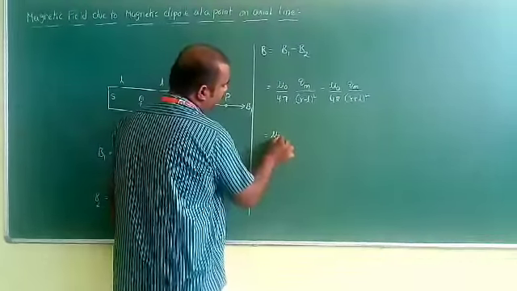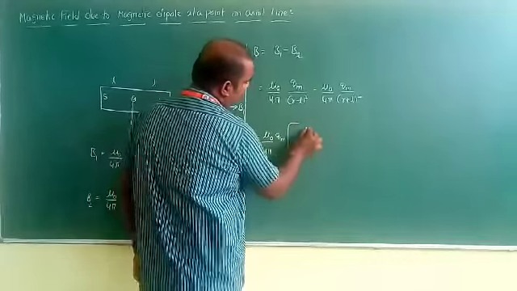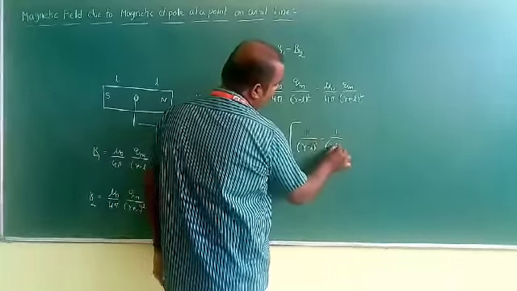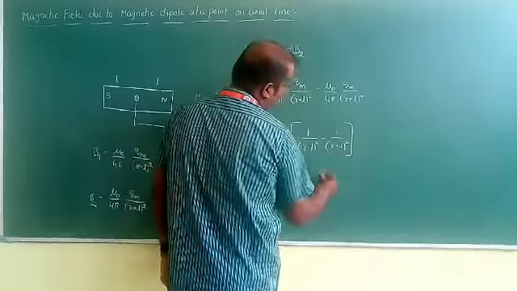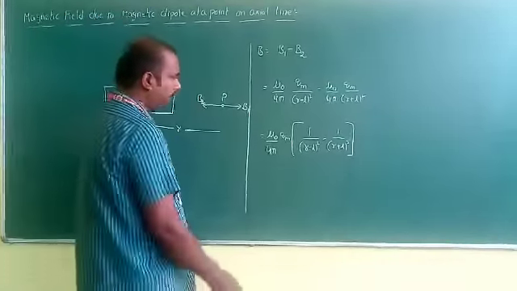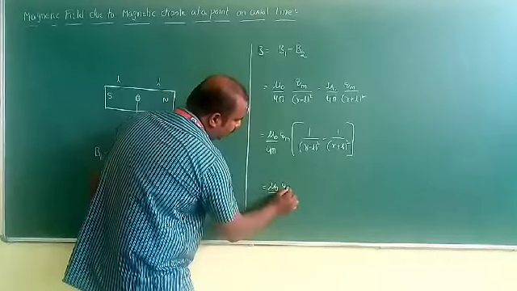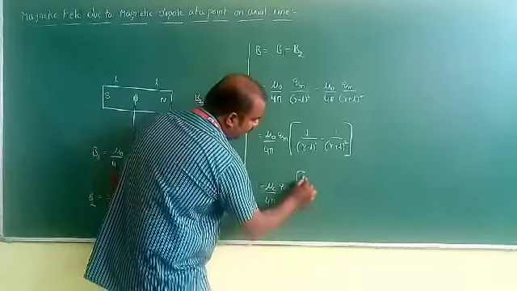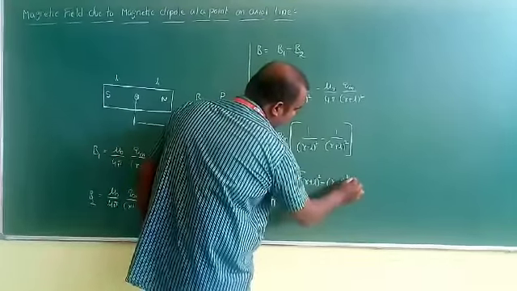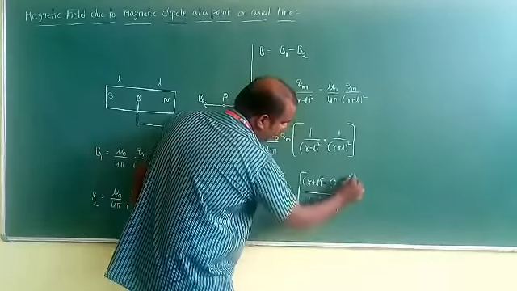Mu naught by 4 pi and Qm are common, so I will take them out from the equation. Now here it will be 1 by r minus L whole square minus 1 by r plus L whole square. Using a plus b whole square and a minus b whole square, a square plus b square whole square, I can write mu naught by 4 pi into Qm by r plus L whole square minus r minus L whole square by r square minus L square whole square.